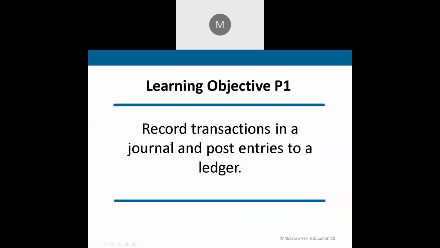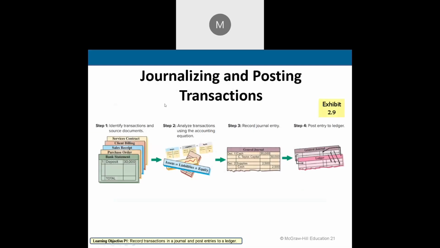Now, for the fun part, let me show you a couple transactions. First thing you do, identify your source document. Second thing we do is figure out where it falls on the accounting equation. Then the third step, we record the transaction. Then the last step, we actually post it to our general journal. That's just a fancy way of saying, here's where it belongs. So, we're going to hone in on step 3 here in a second.